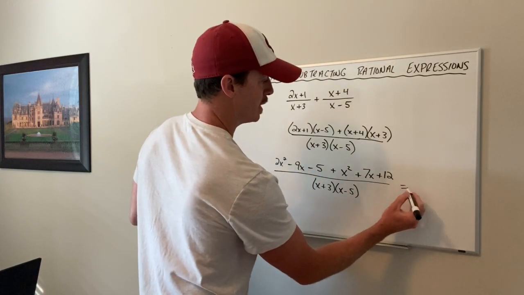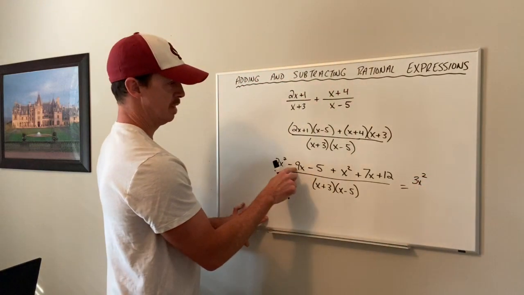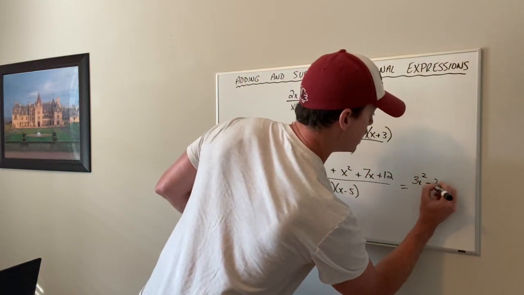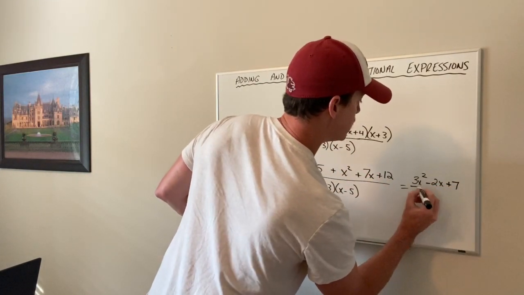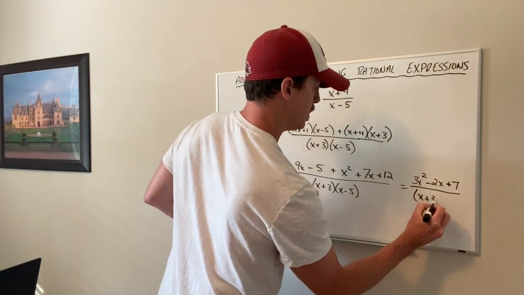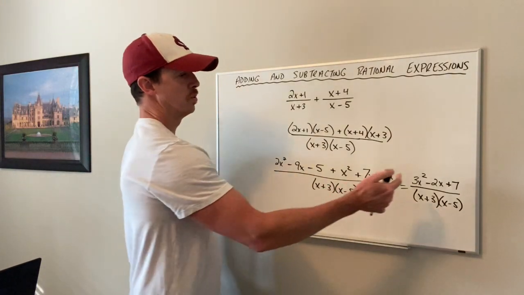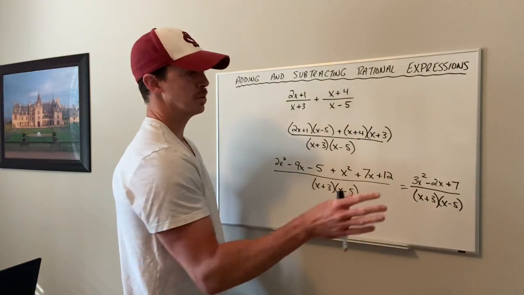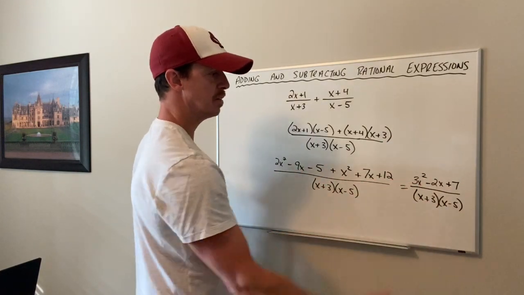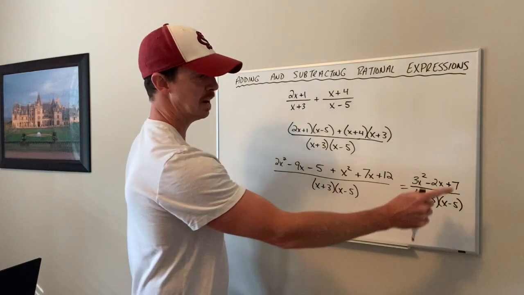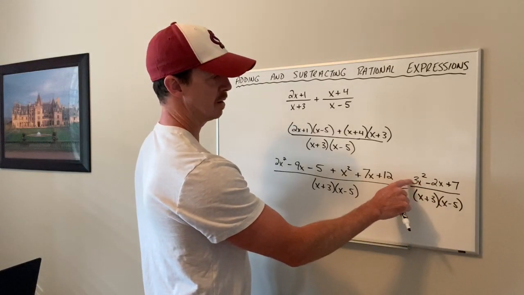I'm going to combine like terms here. 2x squared plus x squared is 3x squared. -9x plus 7x is -2x. And -5 plus 12 is 7 over x plus 3, x minus 5. So you don't need to do anything else with this unless there is the chance that something would cancel. Like if we can factor that numerator and cause one of these factors in the denominator to cancel, then we want to do that. But we can just do a quick check without even writing anything.